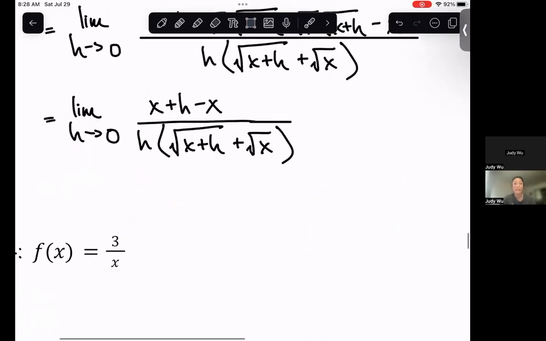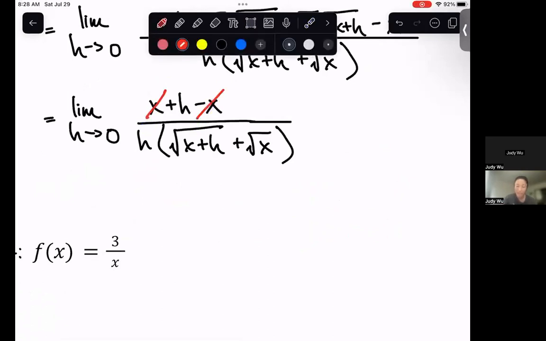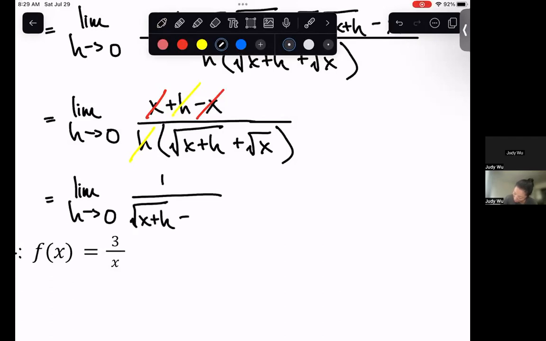Okay. Now we might again see x and x are going to go away, right? So let's add those. x plus negative x goes to 0. But what else goes away now? I actually have a plus h and an h here. This h and this h, they reduce. And so what do we have left? The limit as h approaches 0 of 1 over the square root of x plus h plus the square root of x.